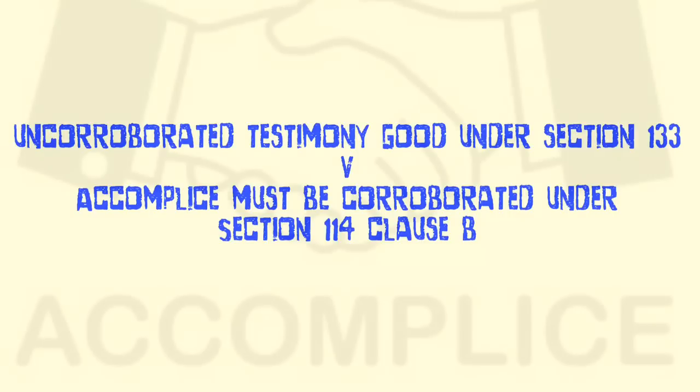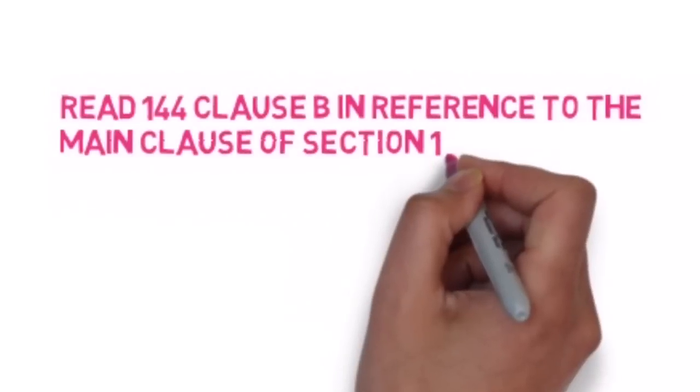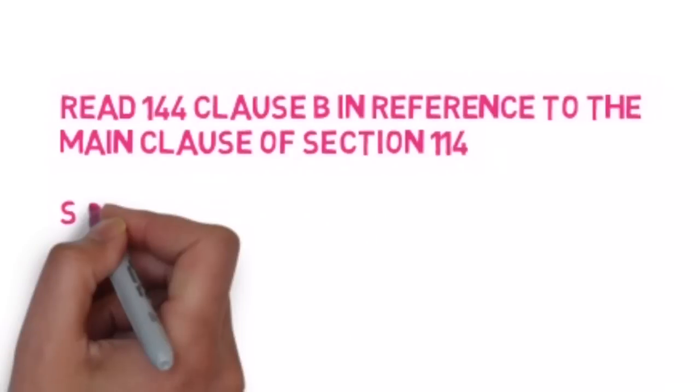It is important to understand that Section 114 Clause B is not an independent clause. It has to be read in consonance with the main clause, which is Section 114. After which, of course, Clause B is given as an illustration. So we must read Section 114 first before we read the illustration, which is Clause B.